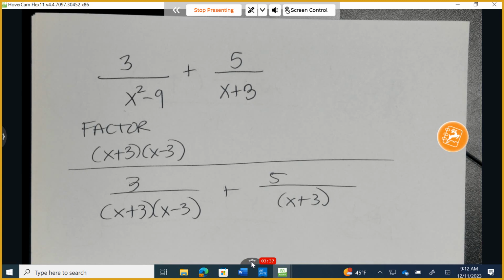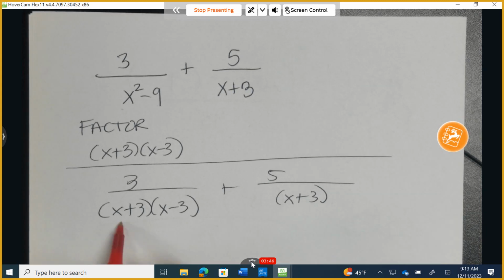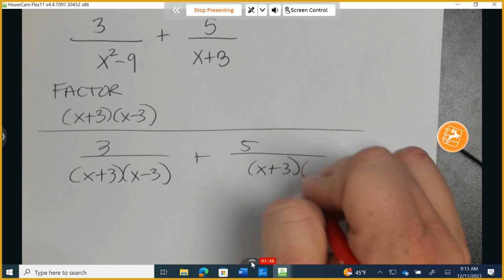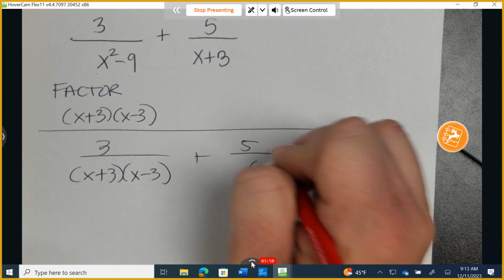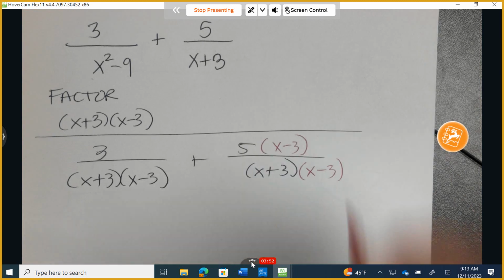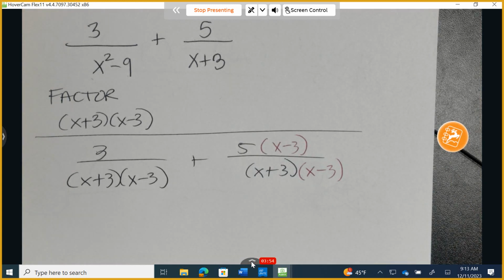Now, in order to combine these, yes, I could use the butterfly method, but then afterwards it'd be a little more work in simplifying. I recognize that if I simply had an x minus 3 here, the denominators would be exactly the same. So I'm going to attach an x minus 3, and whatever we attach to the bottom, we must also attach to the top. That does not change the value of this original fraction.